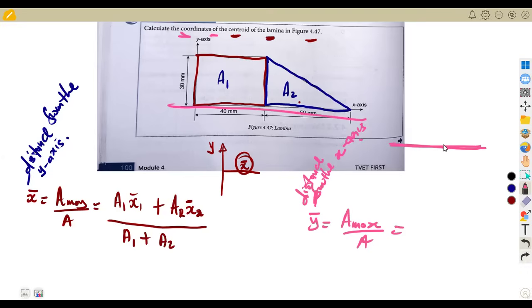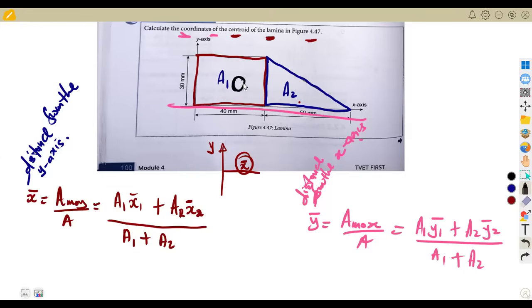So that means we're talking about the y values. So it's going to be area 1 times the distance of the y plus area 2 times the distance of the y, 2. Everything over the total area, area 1 plus area 2. So in a case that there is a shape inside of another shape like this, you subtract that shape.